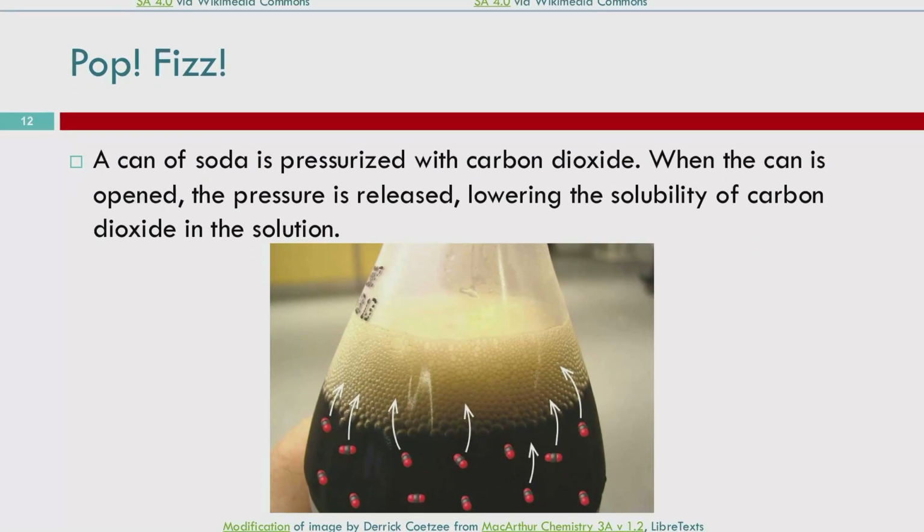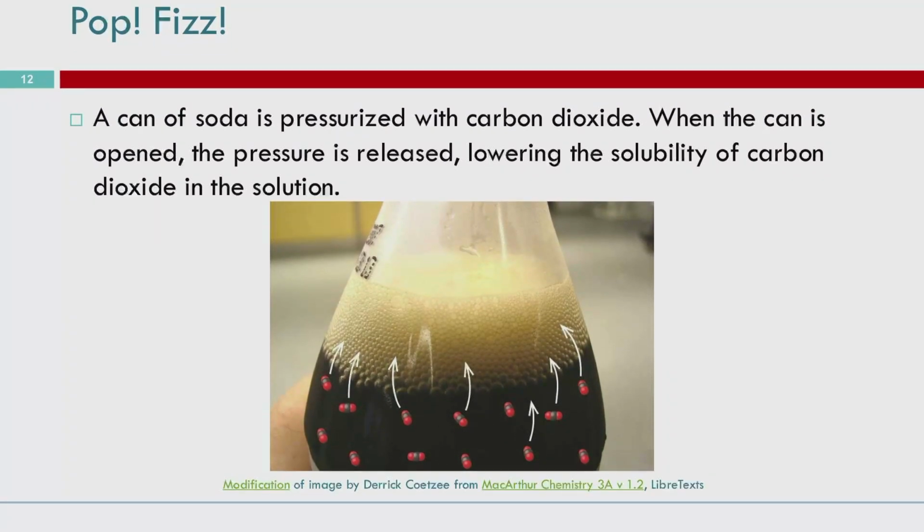A can of soda is pressurized with CO2, carbon dioxide. When you open that can of soda, you're releasing that pressure. Again, it's like around 2 atmospheres, if I'm remembering correctly. Because we've released the pressure, we've lowered the atmospheric pressure from 2 atmospheres to 1 atmosphere.